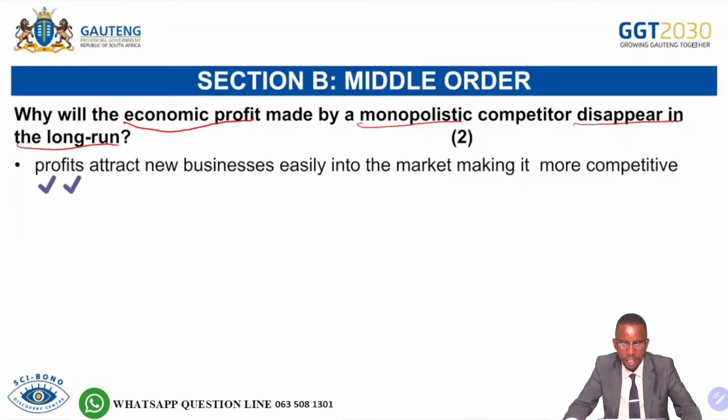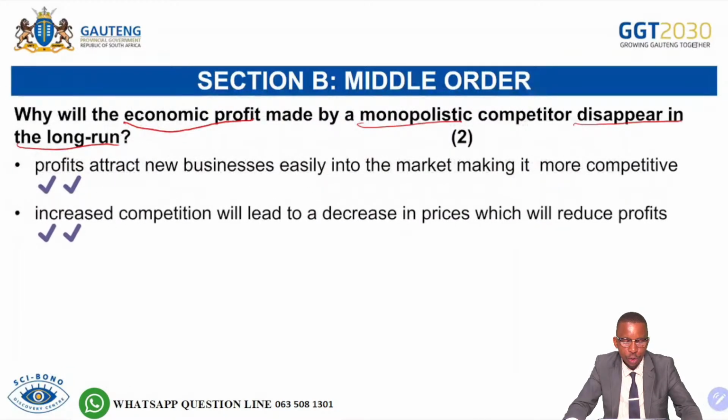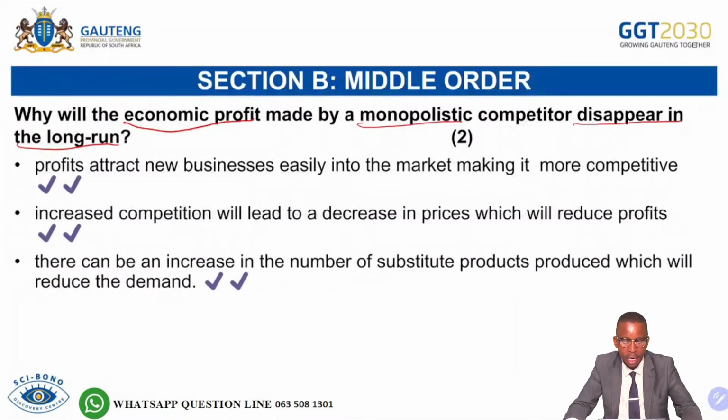Profits attract new businesses easily into the market, making it more competitive. So with the profit that is enjoyed by firms in the market, that will be attracting new firms to enter the market. Increased competition will lead to a decrease in prices, which will reduce profits. Yes, with more competition, prices will decrease because price in the market will become more competitive. For that sake, profits will be reduced in this kind of market. There can be an increase in the number of substitute products produced, which will reduce the demand.